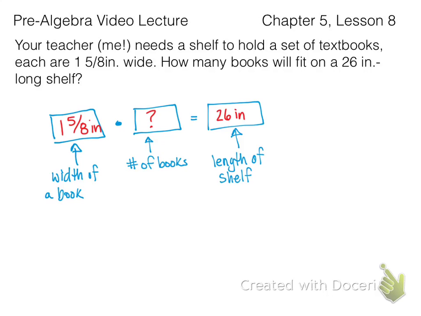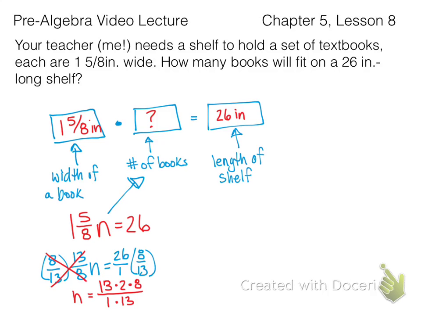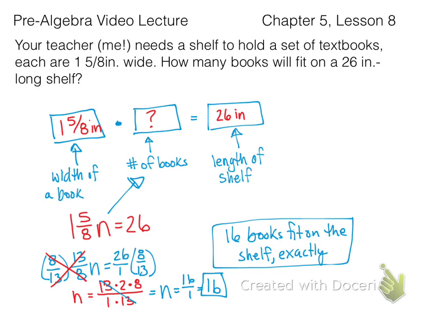So the width of the book is 1 5/8 inches. We don't know how many books fit on the shelf, but we know that the shelf is 26 inches. So that leads us to the equation 1 5/8 times n, n being the number of books, equals 26. Improper fraction, multiply by the reciprocal, simplify, and you get your answer. So exactly 16 books will fit on the shelf.